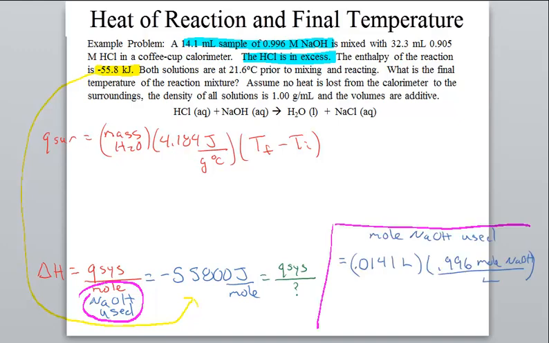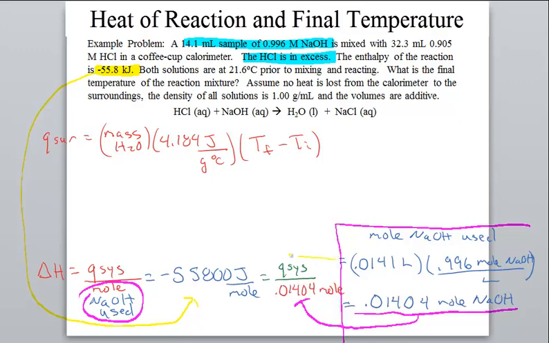Using the concentration and the volume that was used, we get the total moles of NaOH that reacted. And the total moles is 0.01404 moles of sodium hydroxide. We'll take that value and plug it into our delta H equation, and once we have that, we can solve for the Q of the system. How much energy flowed from the system, the reactants and the products.